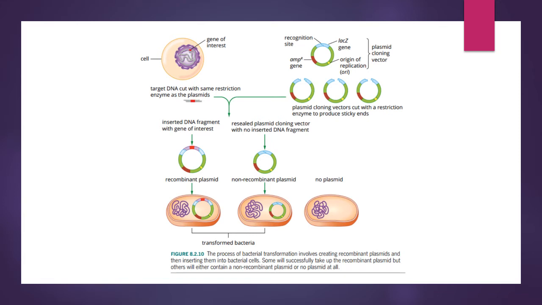And so the recombinant plasmid, if it gets taken up into the bacteria, is transformed. The non-recombinant plasmid can still be transformed, but it hasn't transformed with the gene of interest. And on the right there, that means that the bacteria hasn't even taken up a plasmid at all. So it hasn't been transformed and it's not expressing any plasmid DNA. The overall aim of this technology is to get a transformed recombinant plasmid.